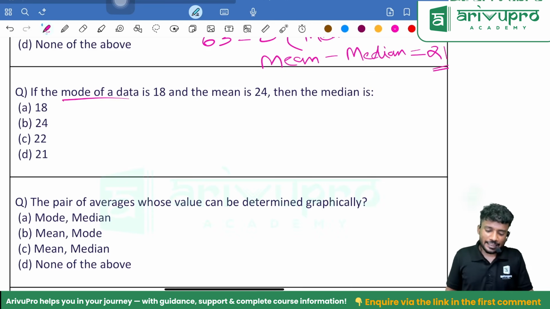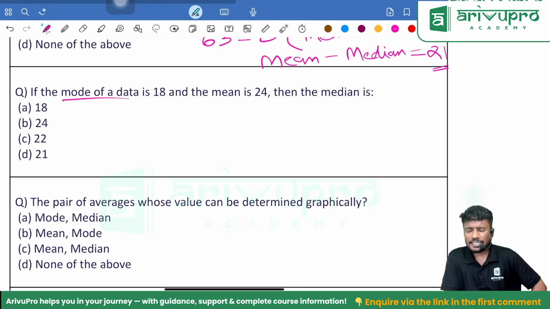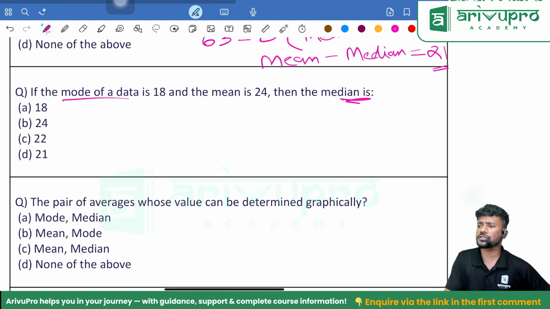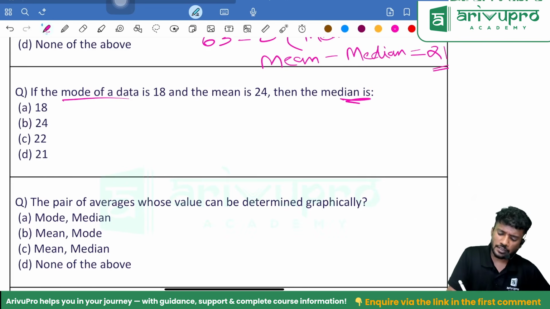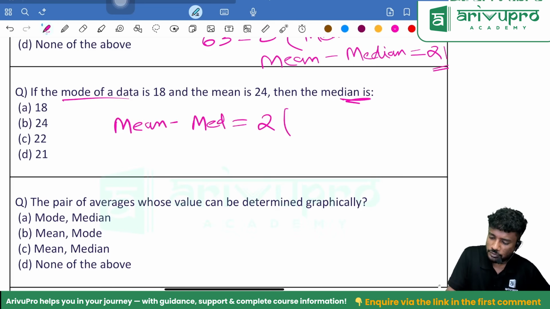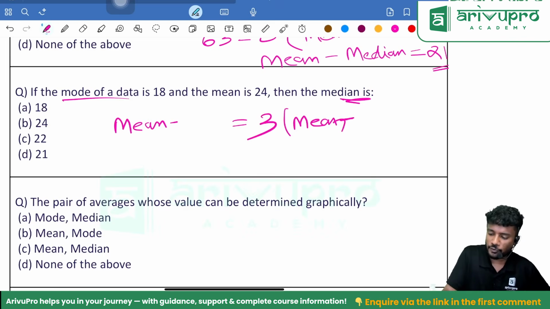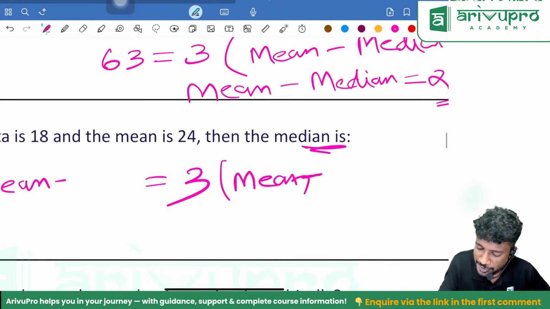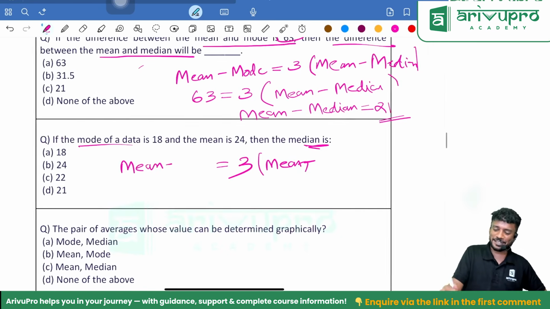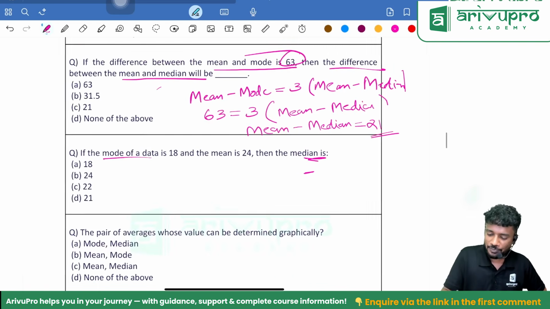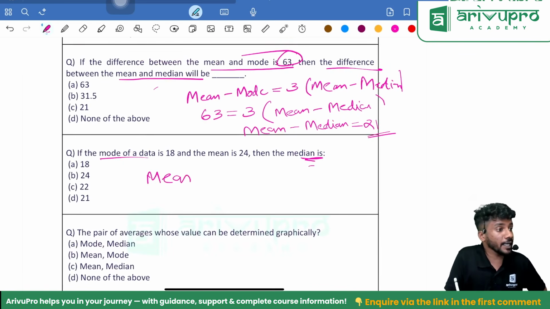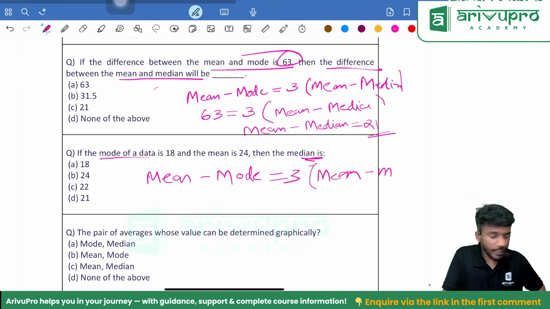If the mode of a data is 18 and mean is 24, the median is how much? So, how to find this? Mean minus median is equal to 2 into mean minus... what am I doing? I was just checking that and writing. I was randomly out of syllabus. So, what is given now? Mean minus mode is equal to 3 into mean minus median.